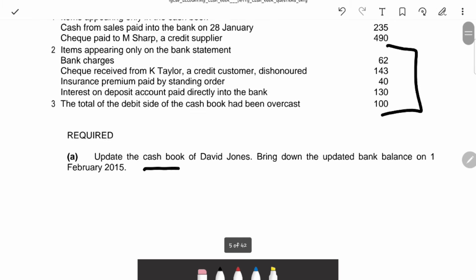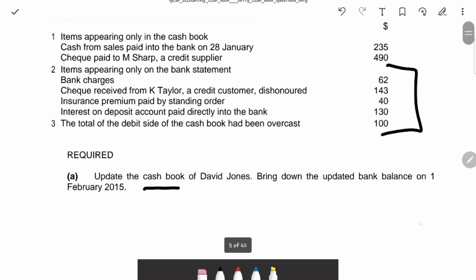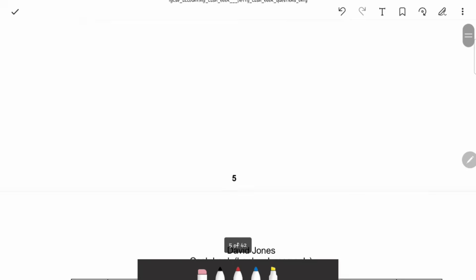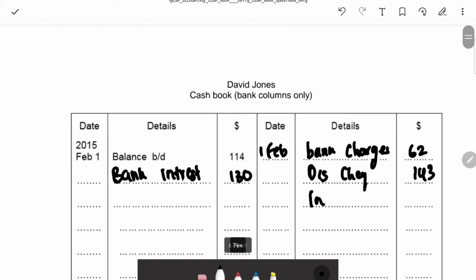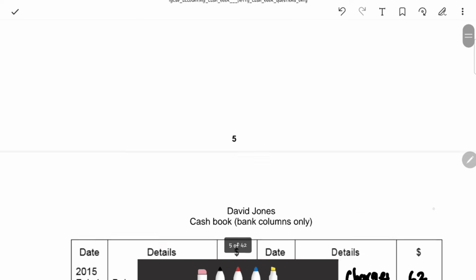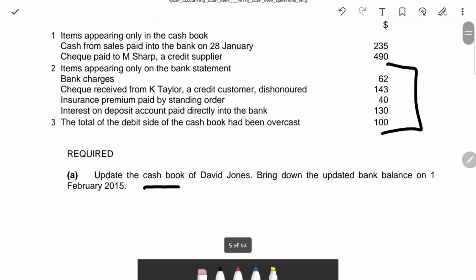And then it's telling us, oh, I forgot one, insurance premium paid, so we can add that. Insurance is on the credit side because it's an expense, so you have to credit the bank, debit the expense account. And then finally, the total of the debit side of the cash book has had an overcast of $100.